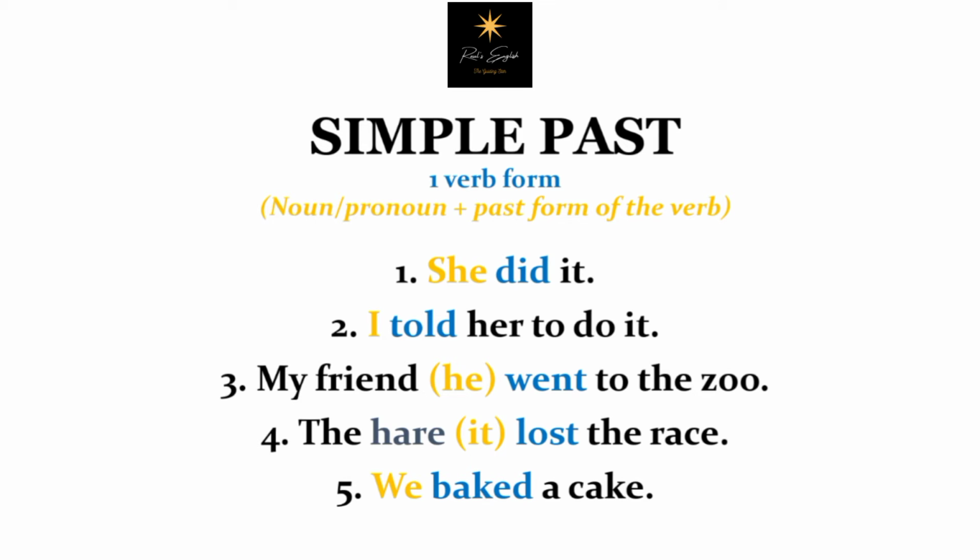My friend went to the zoo. My friend is what? He or she. It can be anything, whatever you want. Went to the zoo. So he went to the zoo or she went to the zoo. The hare lost the race. The hare, it lost the race. And we baked a cake. So that was all simple. You can see it had one noun or a pronoun and the past form of the verb.